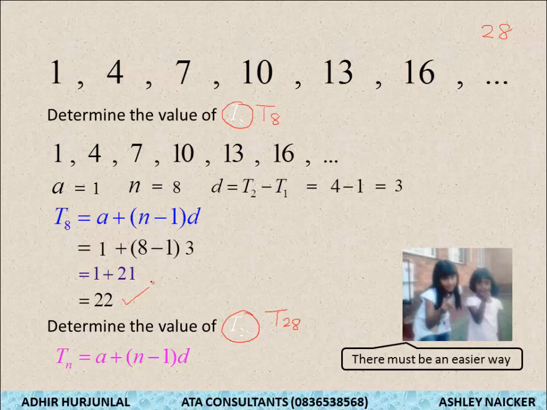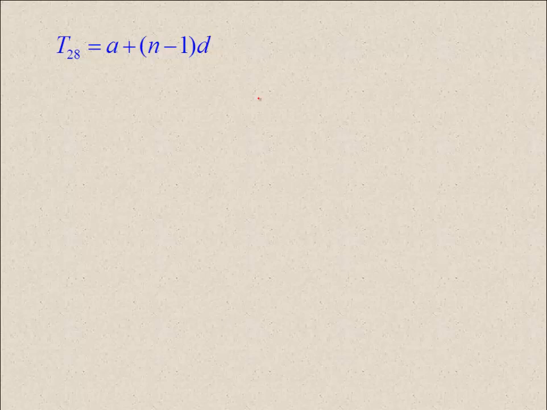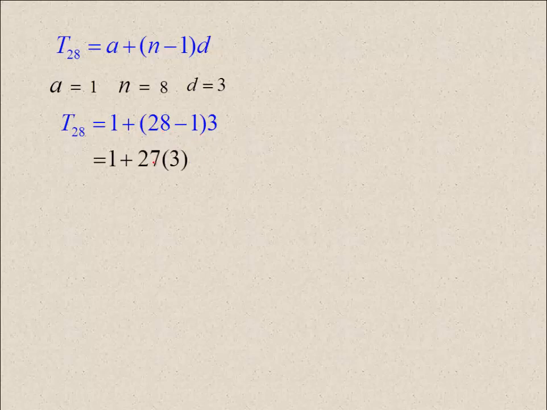Now let's see if we can work out T28. And by the way, guys, this is the same answer as I mentioned before. In order to get the value for T28, I will use the same formula. Remember, A is equal to 1, D is equal to 3. If I substitute into the formula for T28, I end up with 1 plus, and watch this, guys, 28 minus 1 multiplied by 3, and I don't need to go further. 27 times 3, because 28 minus 1 is 27, and the answer here is 82.